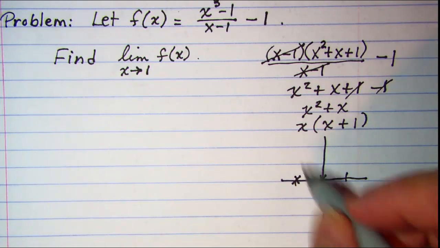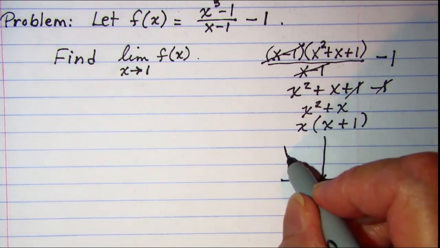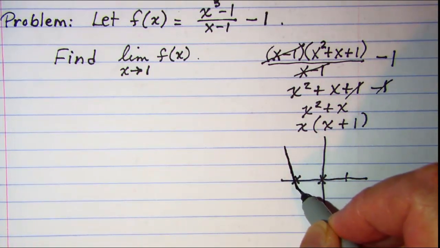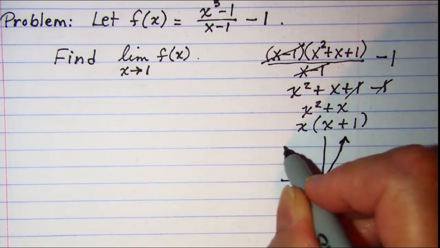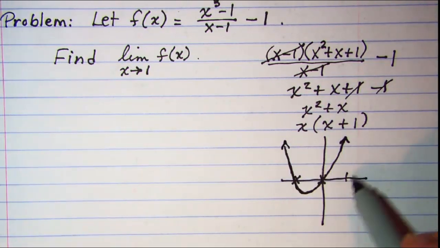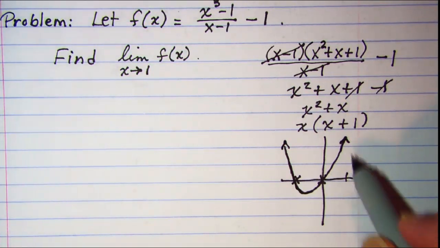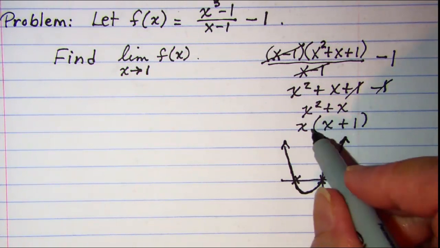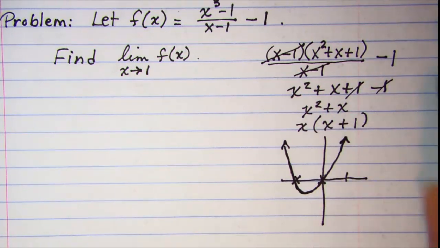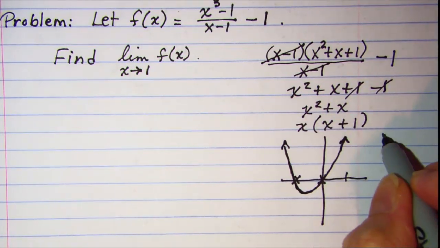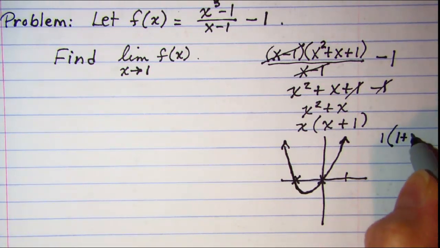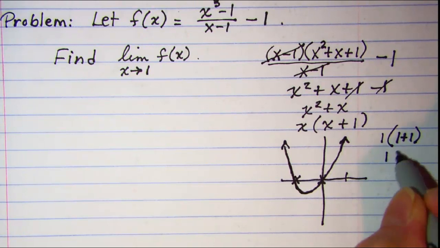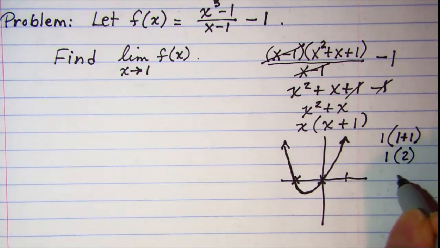Our graph then is going to look like this. And our question is, what happens when x equals 1? Well, if I sub in x equal 1, we have 1 times 1 plus 1. So 1 times 2, which is 2.